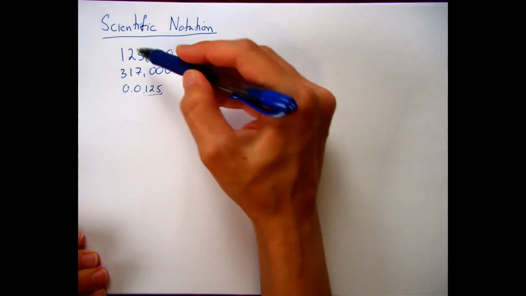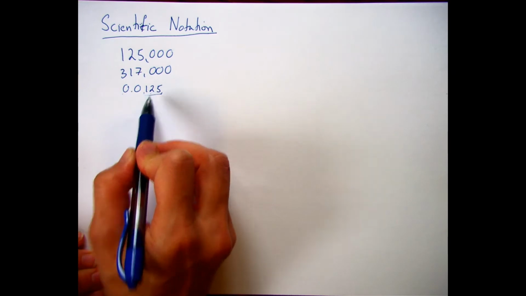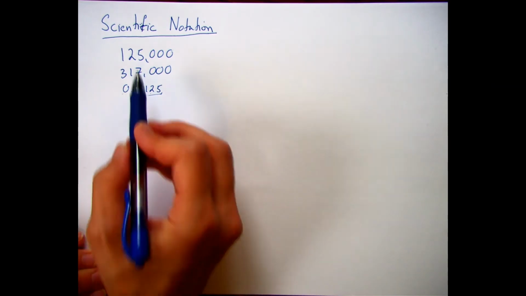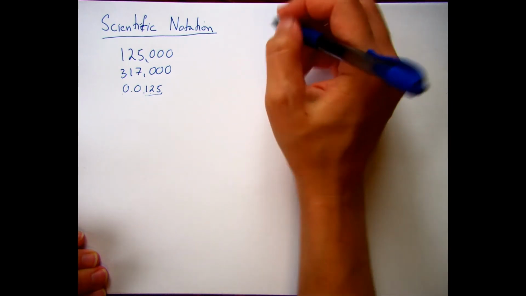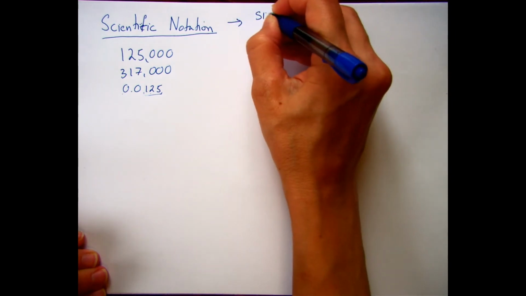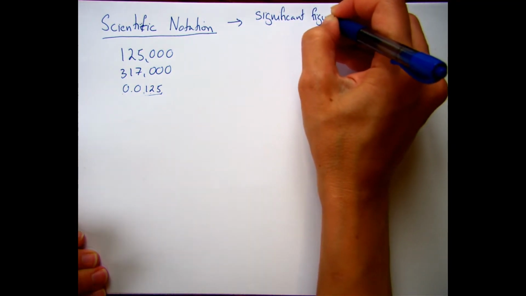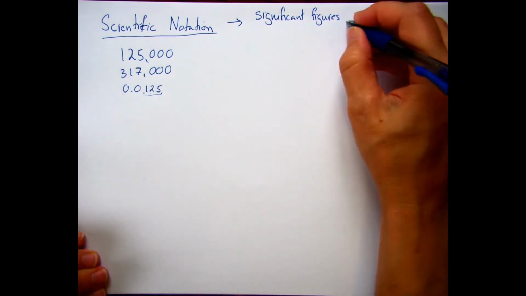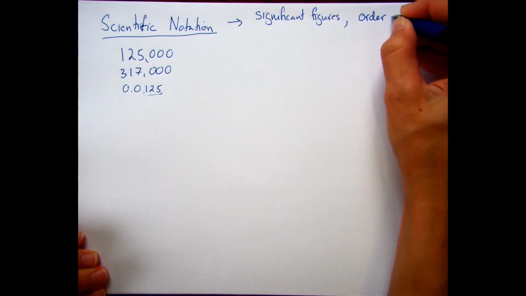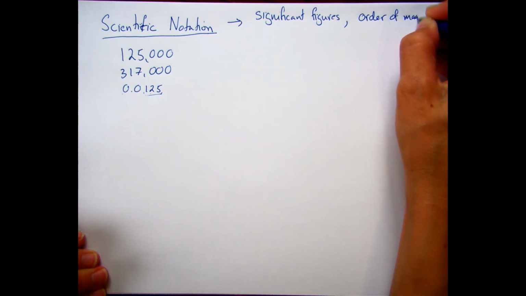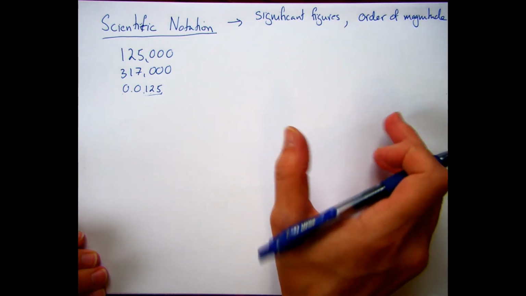So these two are the same size, but they have different significant figures. And these two, the first and the third one, have the same significant figures, but they're different size. This one's really big and that one's really small. And so in scientific notation, we take those two properties of numbers, the significant figures, and the size, or the power, or the order of magnitude as it is often called in physics, and we separate them out and write them separately.